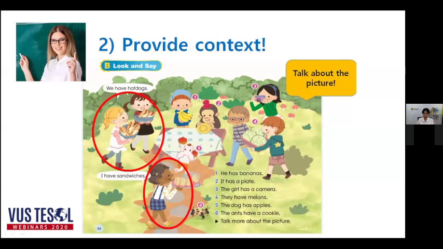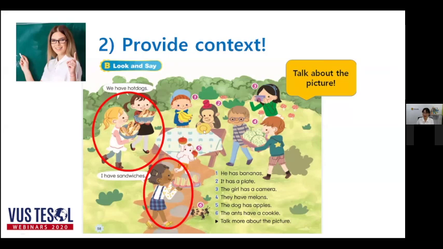Let's look at number one, boy. What does he have? He has bananas. How many bananas? 1, 2, 3. He has 3 bananas. Now look at the sentence. Number one, he has bananas. You've got the sentence, you've got the picture clue, you've got the context. Let's look at number two.